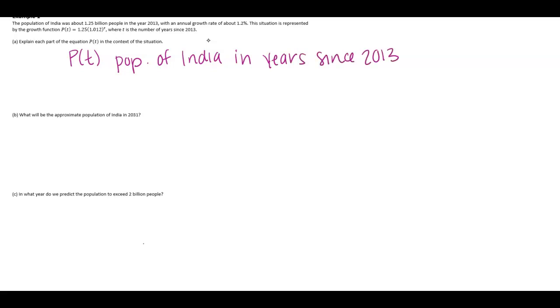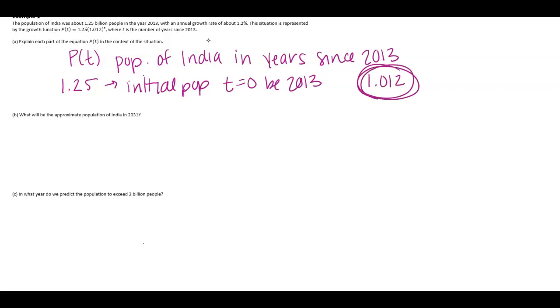So P of T finds you the population of India in years since 2013. 1.25 is our initial population, because I'm going to let t equal 0 be 2013. And then this piece right here, this number, this is what's most important.